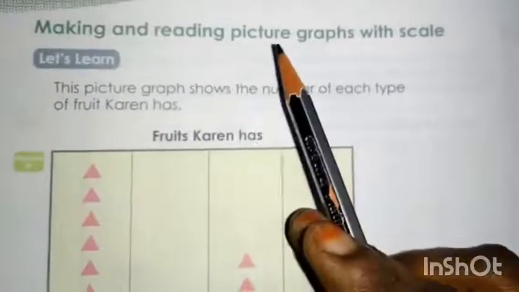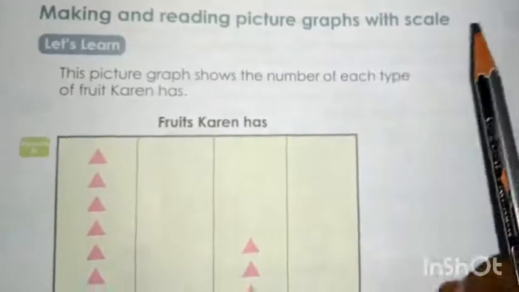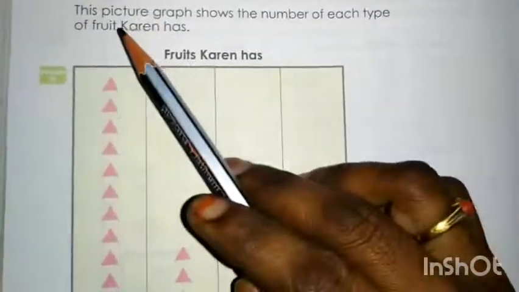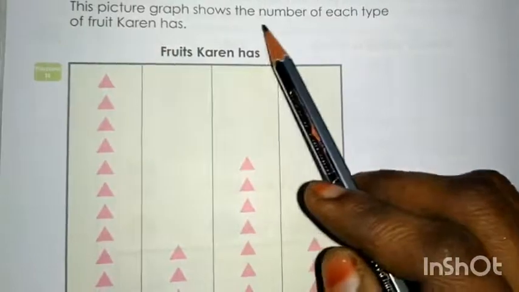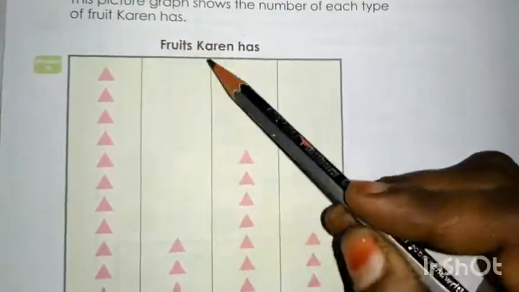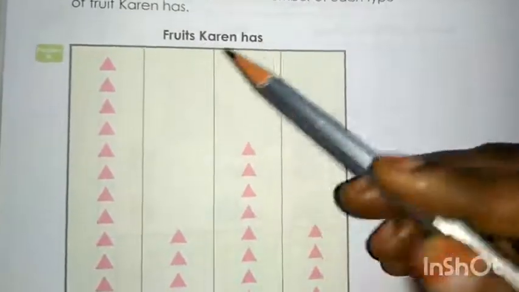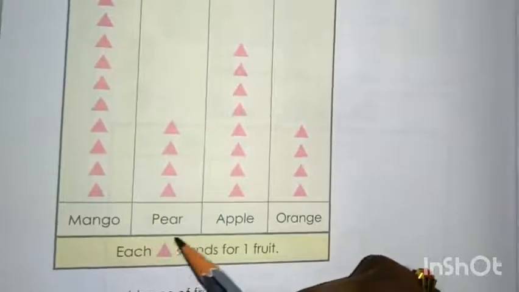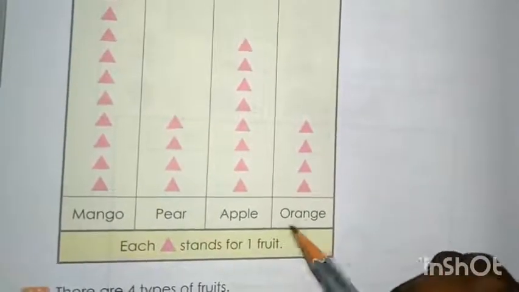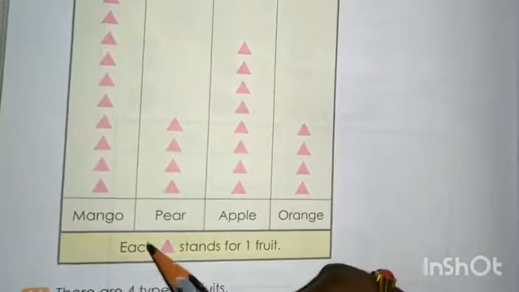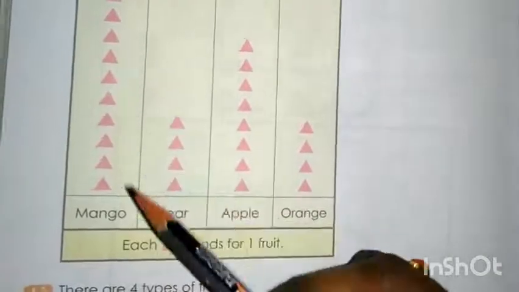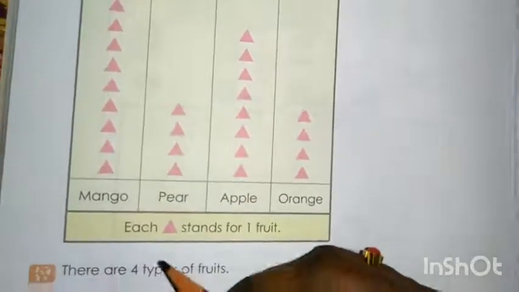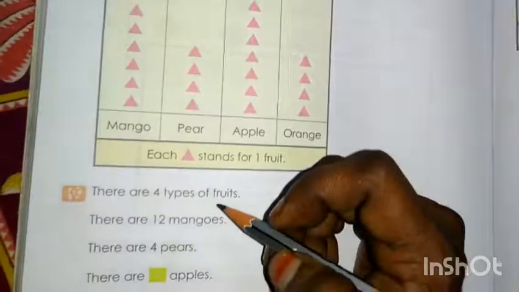Making and reading picture graphs with scale. Here, look at the question. This picture graph shows the number of each type of fruit Karen has. It is given as a chart. What fruits are present? Mango, pear, apple, orange. 4 fruits are present. Each triangle shows 1 fruit. So we have to count according to the question.